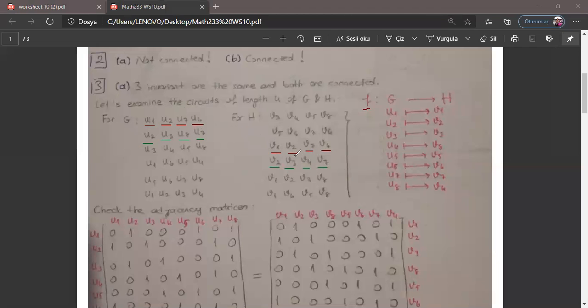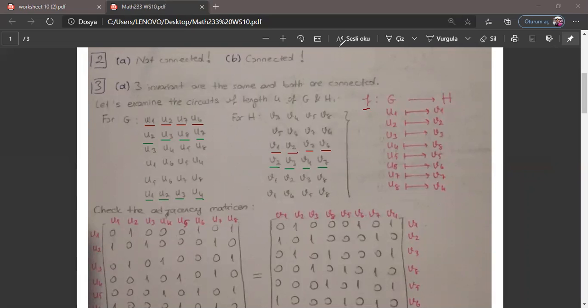And U3, as we guessed, it's V3, but we need to change the image of U8. It's not as we guessed before. It should be V4, okay? And for the last one, we can check that, or let's check this one. And yes, this one. So we have U1, U2, U3, U4, okay?